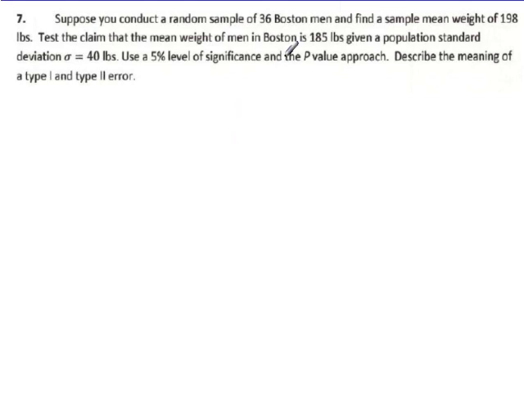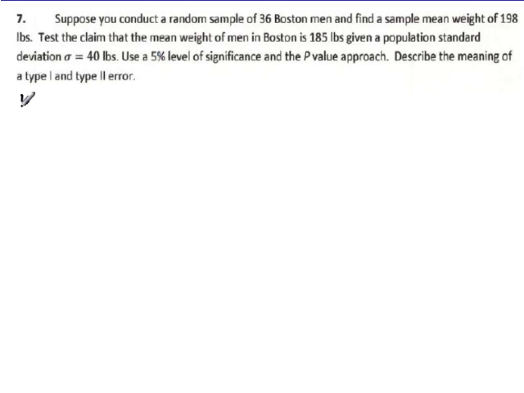Suppose you conduct a random sample of 36 Boston men and find a sample mean weight of 198 pounds. Test the claim that the mean weight of men in Boston is 185 pounds. Given a population standard deviation of 40 pounds, use a 5% level of significance and the p-value approach. Describe the meaning of type 1 and type 2 errors.